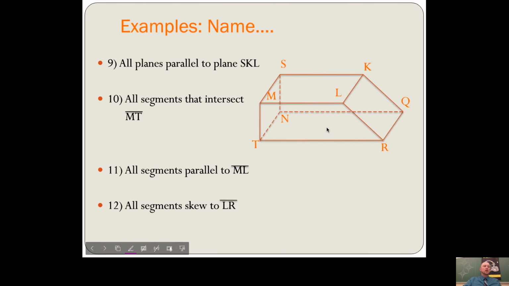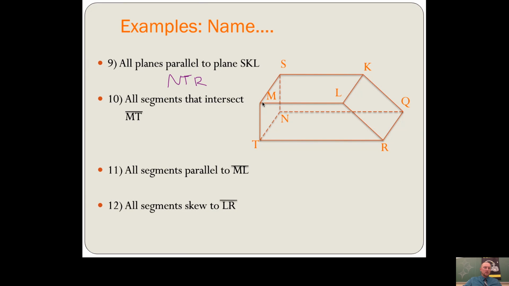We're going to do the same thing, just with a different diagram. We need all planes that are parallel to plane SKL. Find plane SKL. It's the ceiling, so name your floor. That's what it's parallel to. That's the floor, NTR.